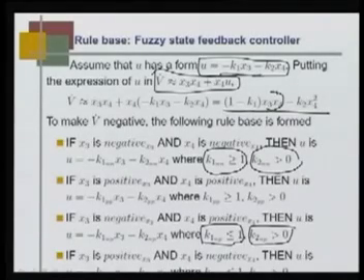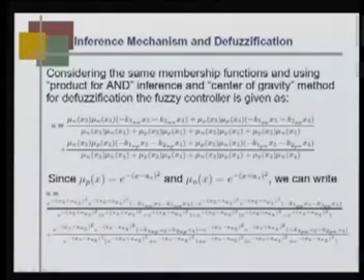So, you got an idea of what the values of k1 and k2 should be, at least the magnitude. Now, heuristically you have to tune these values, what should be k1 nn, k2 nn, k1 pp, k2 pp, k1 np, k2 np and k1 pn and k2 pn, heuristically, or I can use a genetic algorithm, or we have done that univariate marginal distribution algorithm to optimize these parameters. So, you see that considering the same membership function and using product and inference and center of gravity method for defuzzification, the fuzzy controller is given as like this.